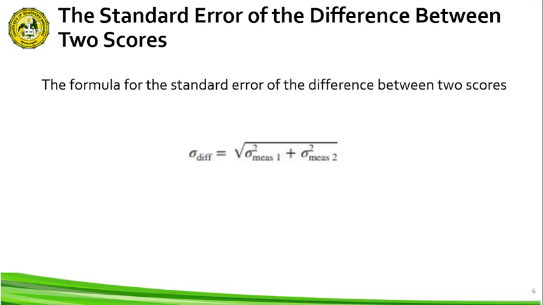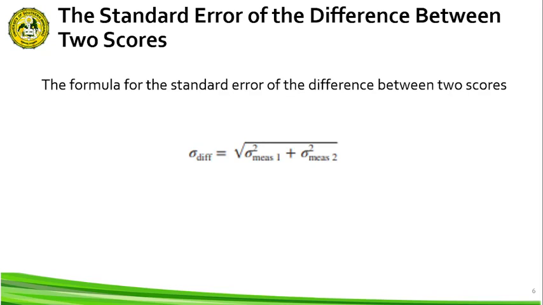So, as you might have expected, when comparing scores achieved on different tests, it is essential that the scores be converted to the same scale. The formula for the standard error of difference is what you have seen on our screen, where sigma is the standard error of difference between two scores, is the squared standard error of measurement for test 1, and is the squared standard error of measurement for test 2.